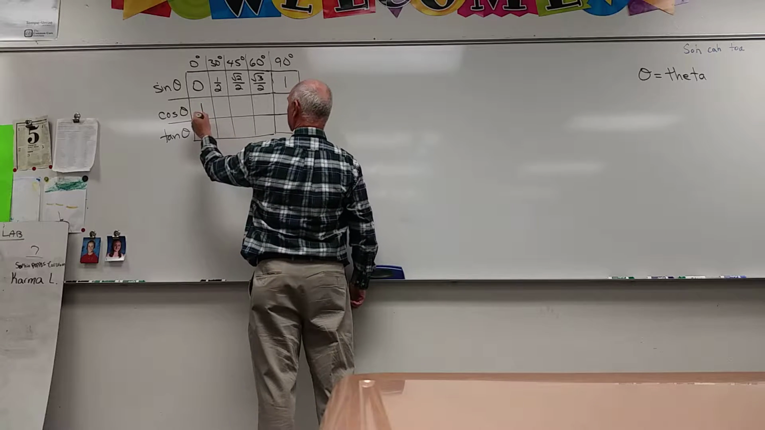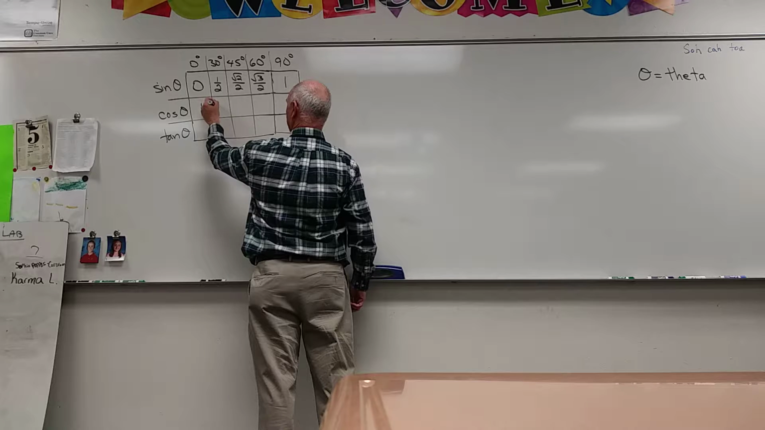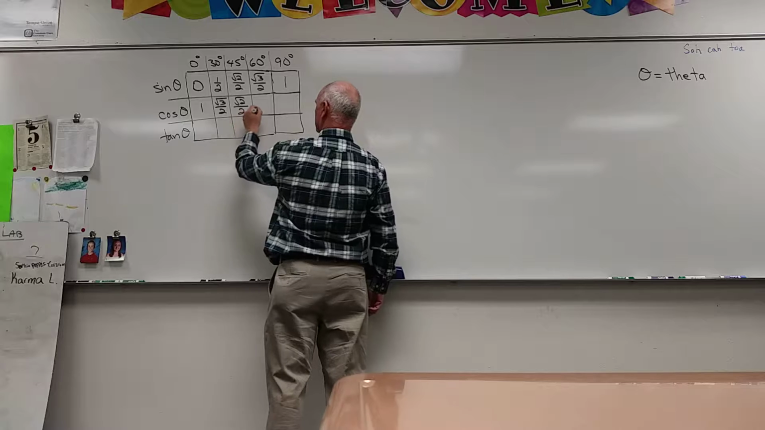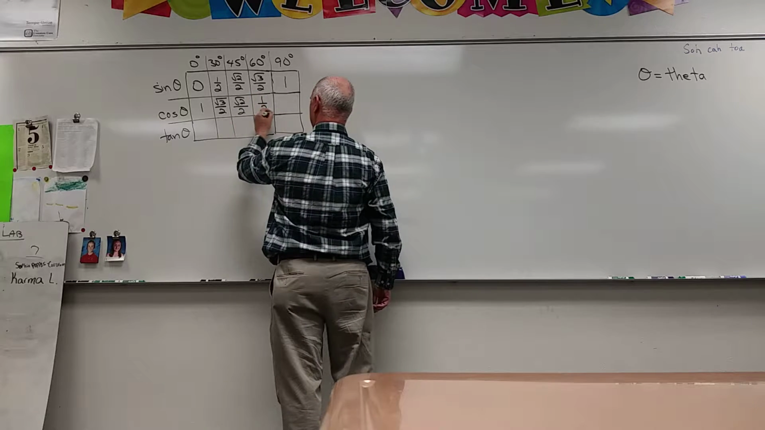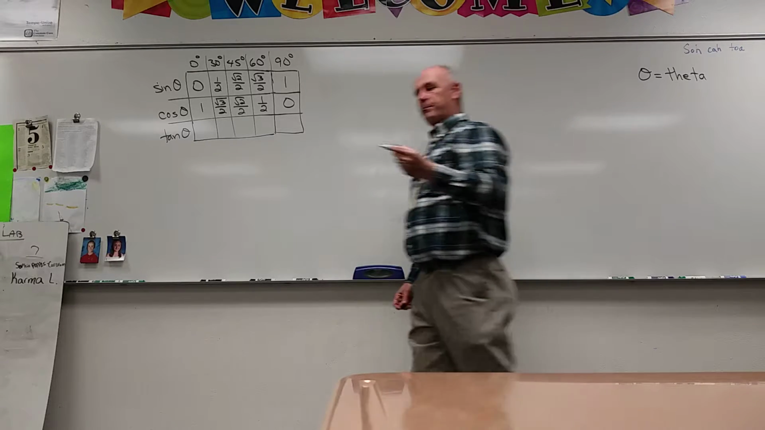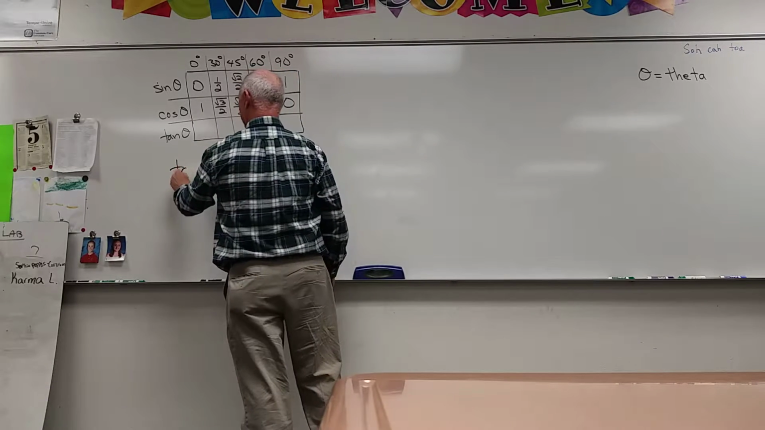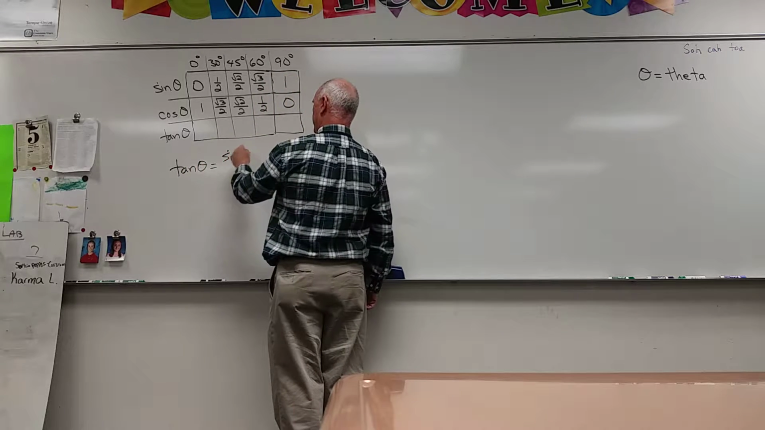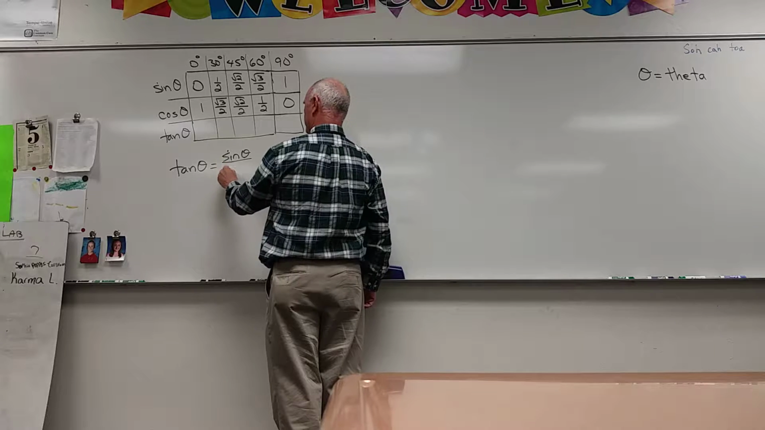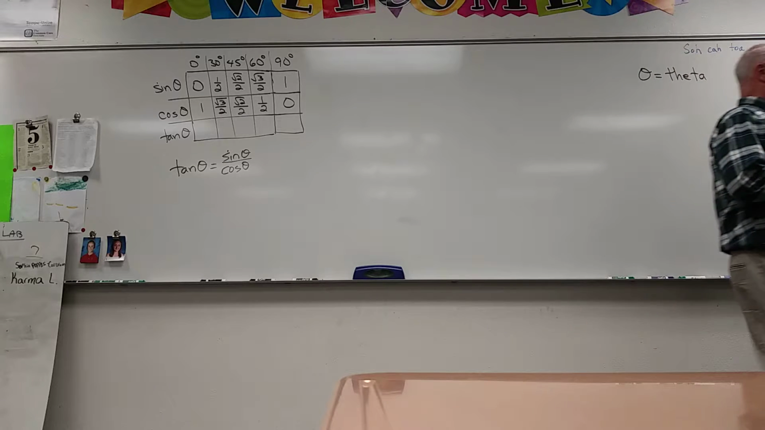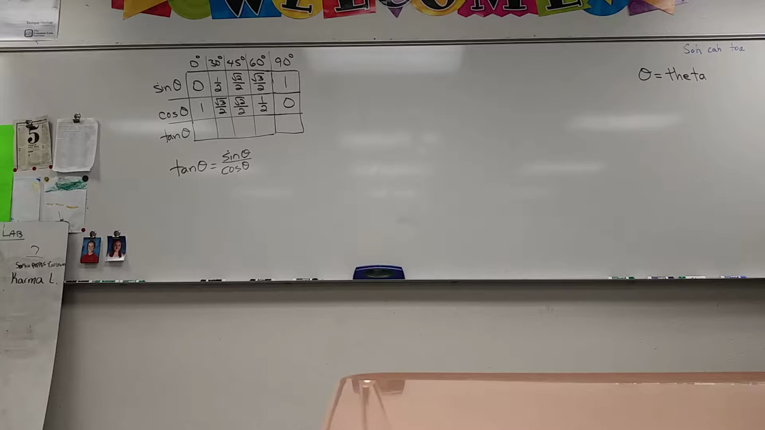Cosine of 0 degrees is 1. The cosine of 30 degrees is square root of 3 over 2. Cosine of 45 degrees is square root of 2 over 2. The cosine of 60 degrees is 1/2. The cosine of 90 degrees is 0. There is an interesting relationship between tangent and sine and cosine, in that tangent of theta is equal to the sine of theta divided by the cosine of theta, sine over cosine. So we can use that to help set up the chart.